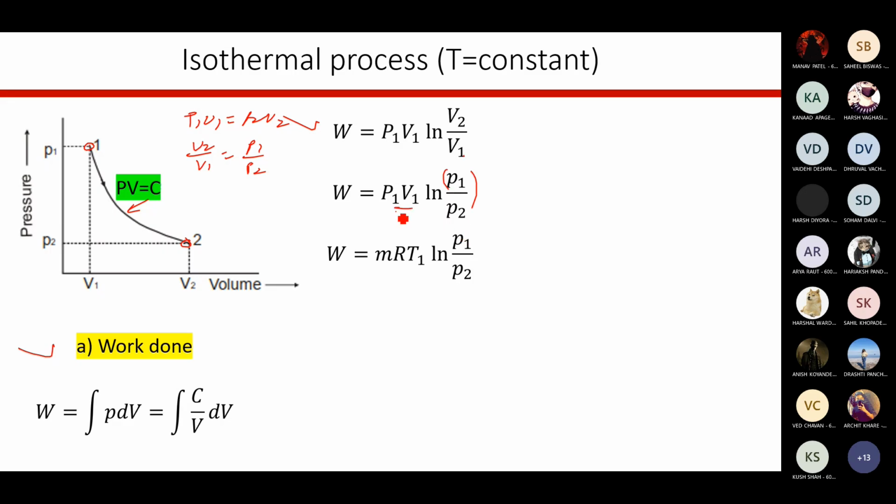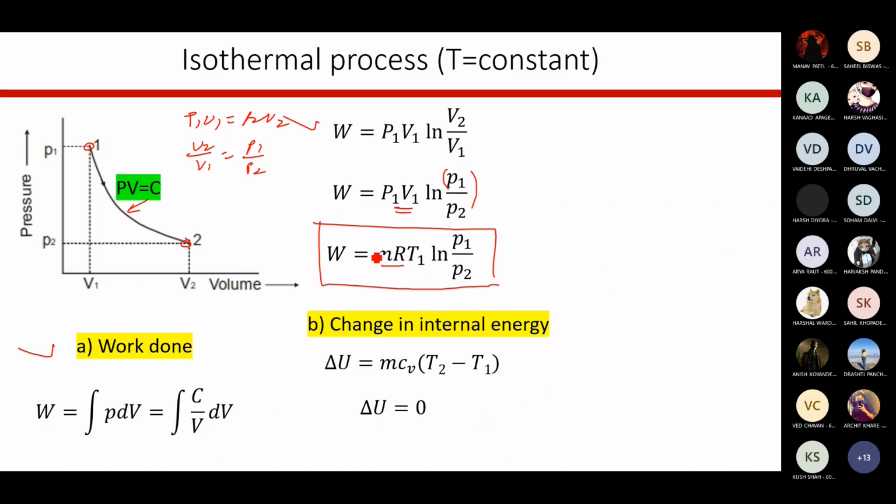And if I put P1V1 equal to mRT1, the same expression I can write in this form. So just note down this expression for the work done. W is P1V1 ln V2 by V1, or P1V1 ln P1 by P2, or mRT1 ln P1 by P2. Now, second step. So let us find out what is the change in internal energy.